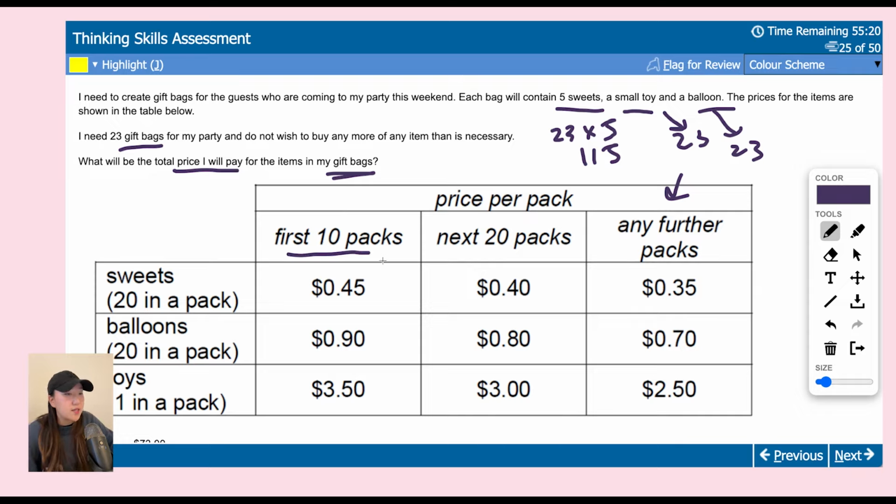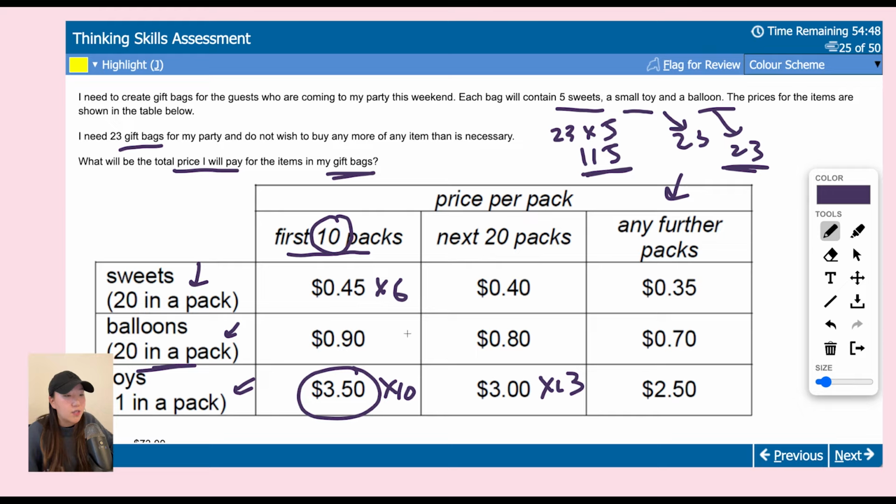So for the first amount of something, you pay this price, and then it obviously gets lower and lower as you buy in bulk. And then just be careful that you don't miss these things in brackets over here. So for sweets, it's 20 in a pack, and if I'm buying in packs of 20, I need 6 packs, and I'll be looking at this price point because it's within the first 10 packs. I then need 23 small toys, so that's this one here, 1 in a pack. So my first 10 I'll get from here, and then the remaining 13 I'll get from here. And then for my balloons, I need 23, 20 in a pack. I just need 2 of these packs.